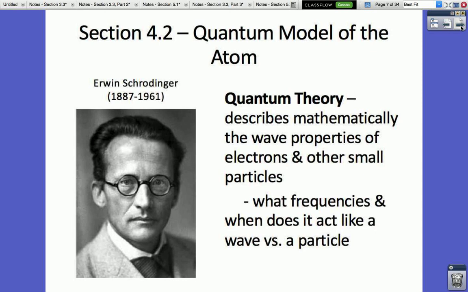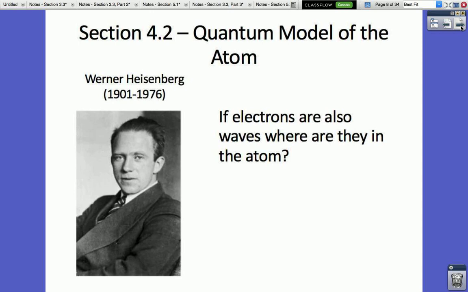Okay. So Werner Heisenberg is the next guy. It's actually probably Werner Heisenberg because he's German. So if you didn't know, W's sound like V in German.